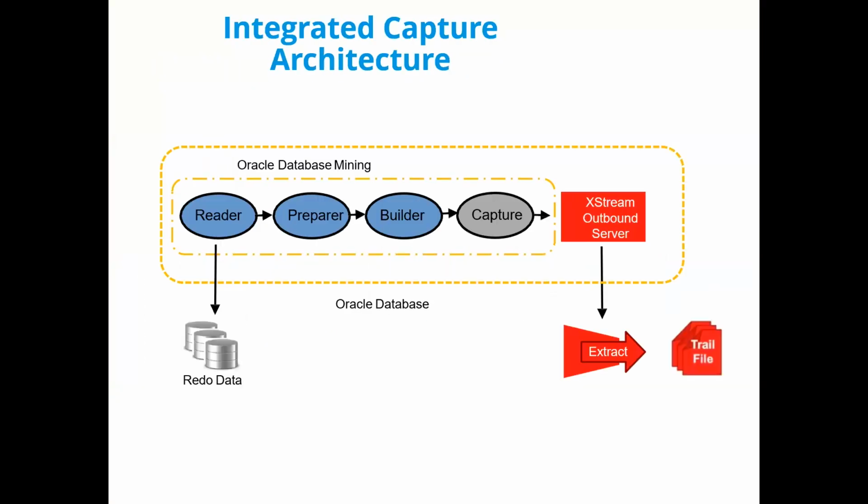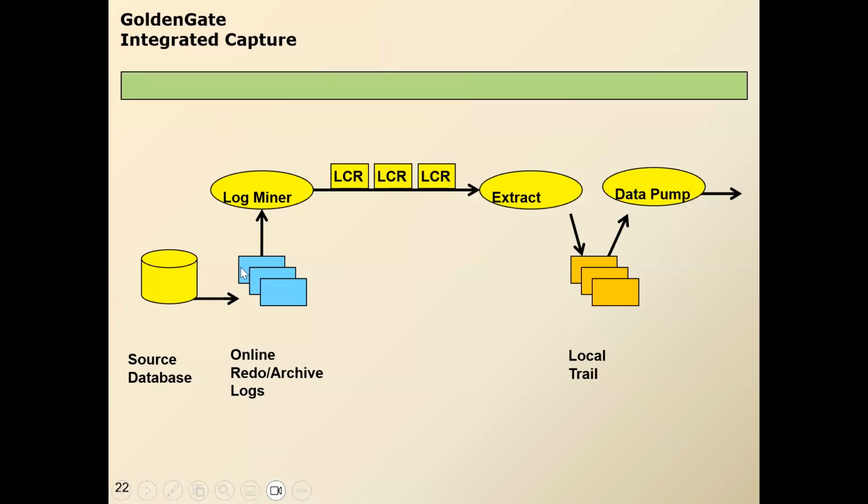So there are 4 processes internally. This is again just theoretical information for you. The 4 processes involved in integrated extract are reader, preparer, builder, and capture. The reader reads the data, the preparer prepares the data, the builder builds the data, and then the capture process captures the data and sends it to the integrated extract. LogMiner passes the changes to the extract process in the form of an LCR.